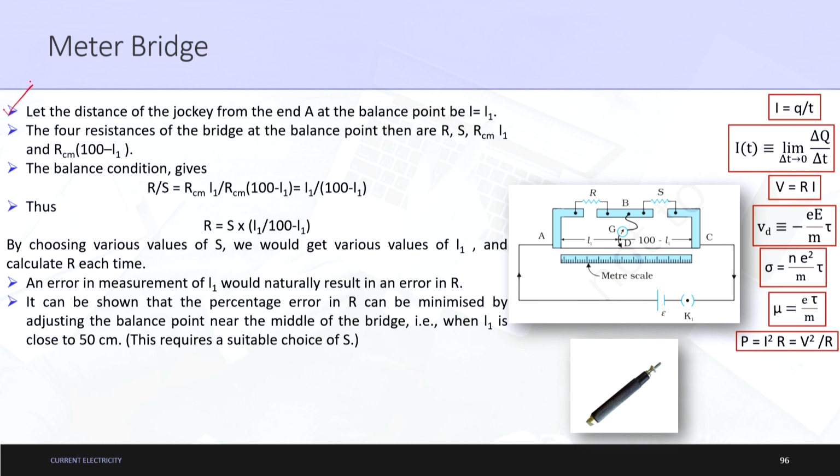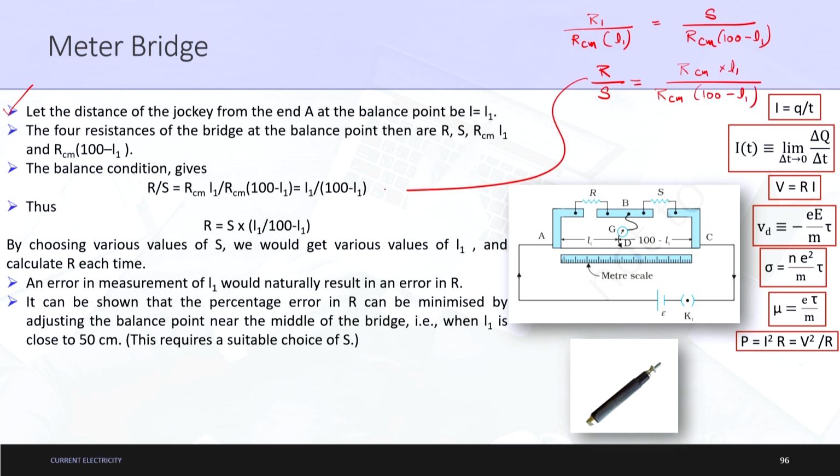The four resistances of the bridge at the balance point are R, S, R cm into L1, and R cm into 100 minus L1. So, for the balance condition to be achieved, it will be nothing but R upon R cm into L1 equal to S upon R cm into 100 minus L1. We can also write this equation as R by S is equal to R cm into L1 upon R cm into 100 minus L1. So, this is the same equation which is written here.